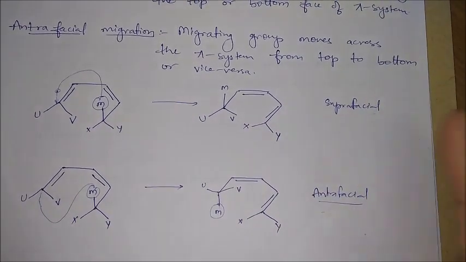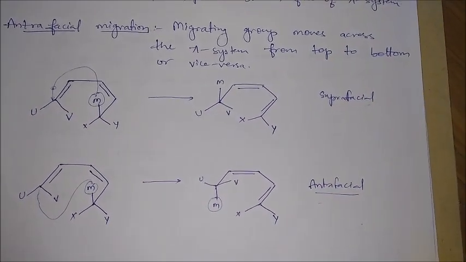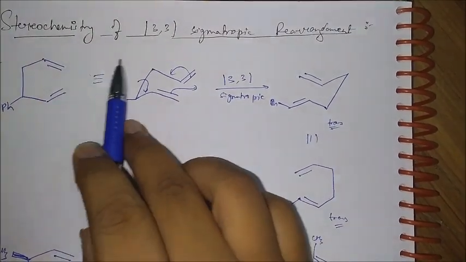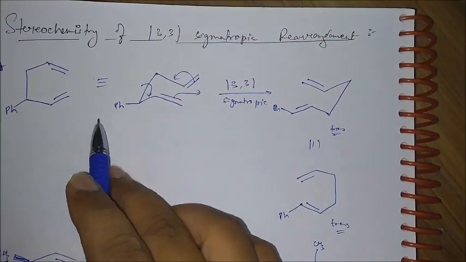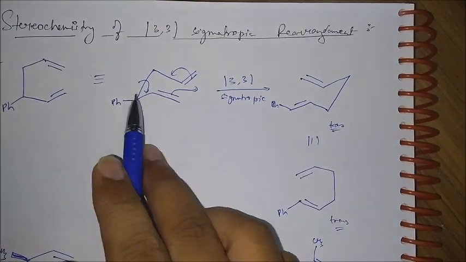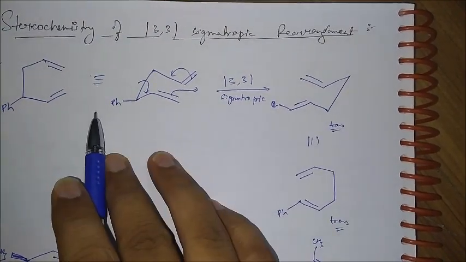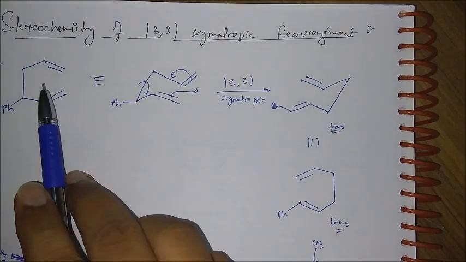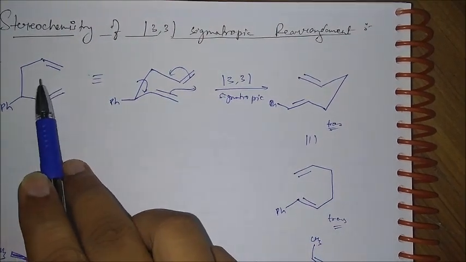Now let's talk about the stereochemistry of the reaction. In order to find out the stereochemistry of the 3,3-sigmatropic rearrangement, there is a very simple and very important way in which you have to identify the stereochemistry of the reaction. That is, you have to convert the 1,5-diene system.